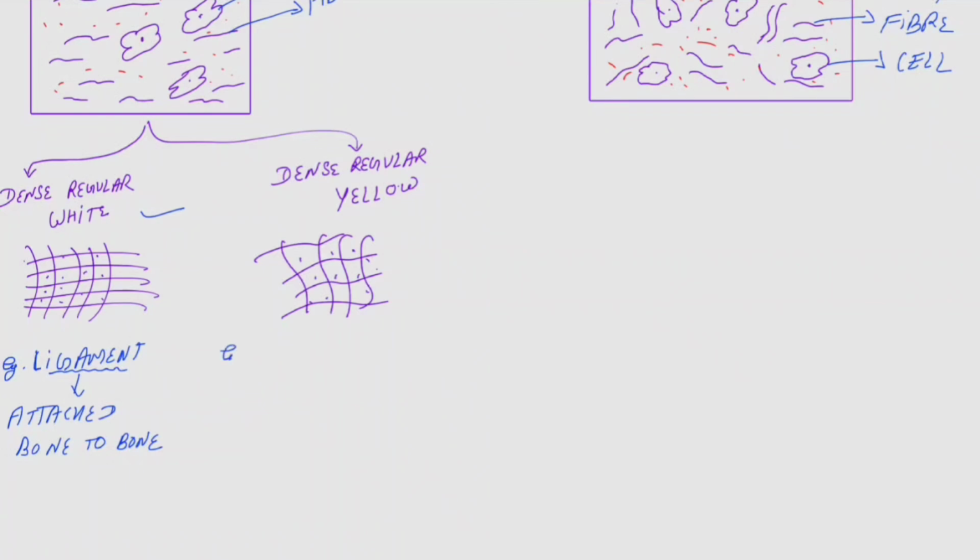Now dense regular yellow. An example of dense regular yellow is tendons. And tendons provide attachment of bone to muscle. Okay, bone to bone is ligament, and bone to muscle is tendon.